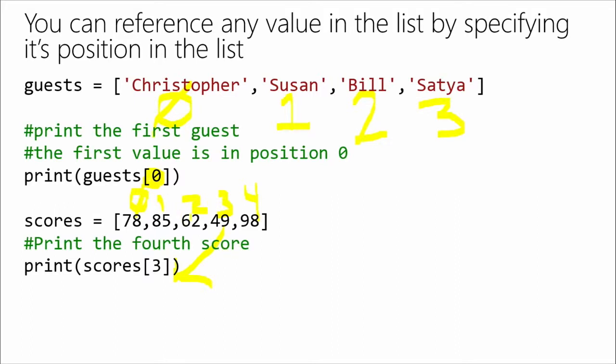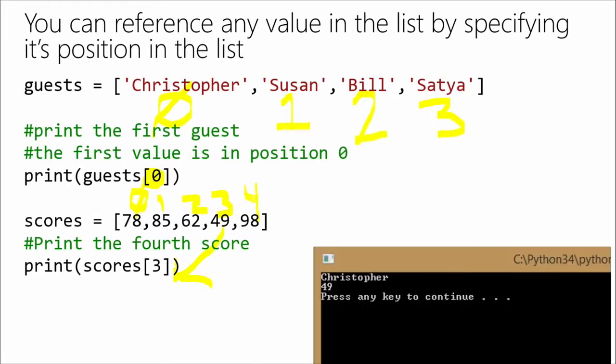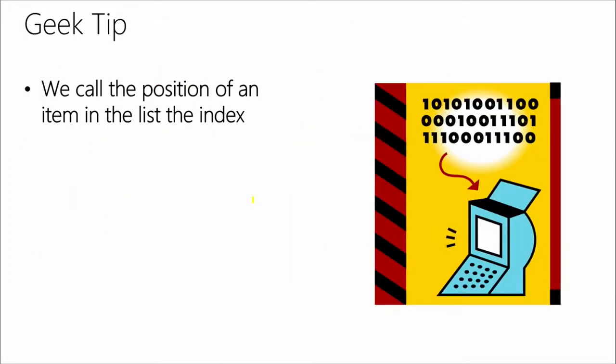We didn't get past 5, but anyway, because it's score number 3, and we start counting from 0, 0, 1, 2, 3, the value in the list that's in position 3 is in fact the number 49, even though that's the 4th value in the list. Remember, counting from 0. One of those little things we have to keep remembering. So sure enough, this would print out Christopher and 49 on the screen.